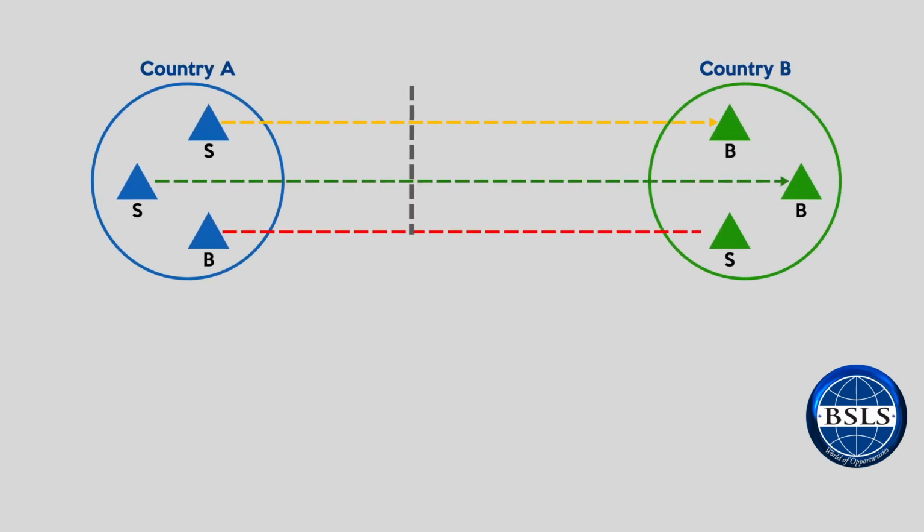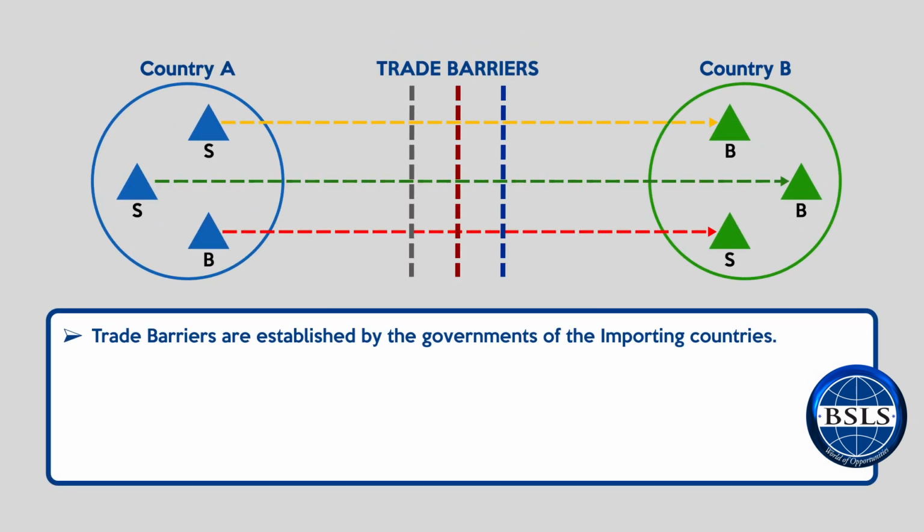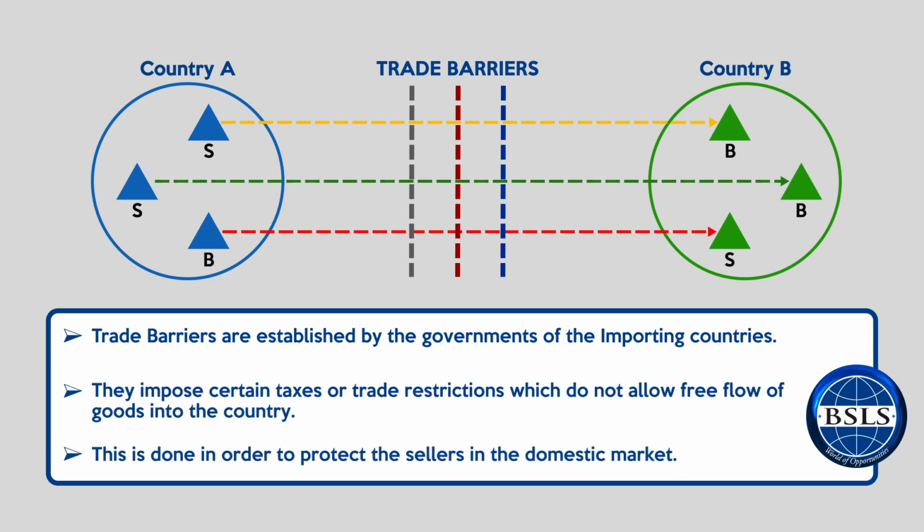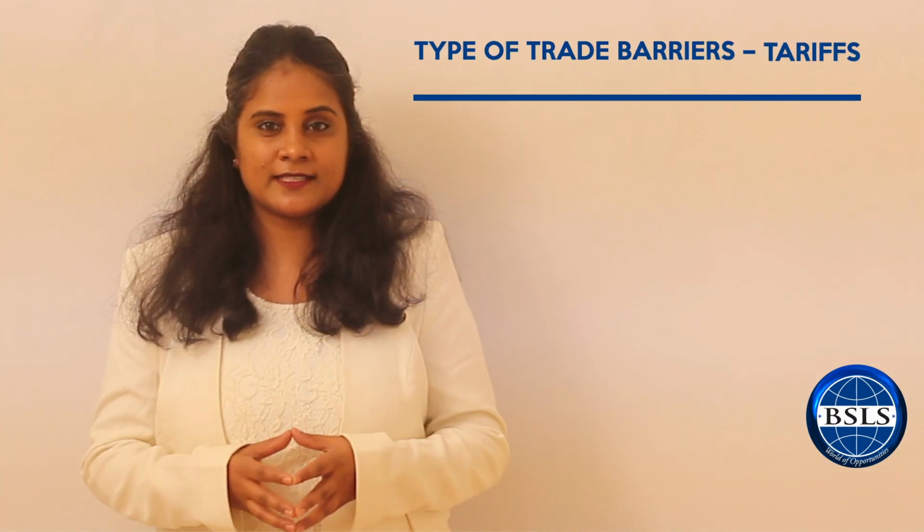Certain trade barriers used by the government to control the flow of trade are tariffs, non-tariffs, quotas, anti-dumping duties, embargoes and sanctions. Let us understand each one of them. The first trade barrier that we are going to discuss are called as tariffs.